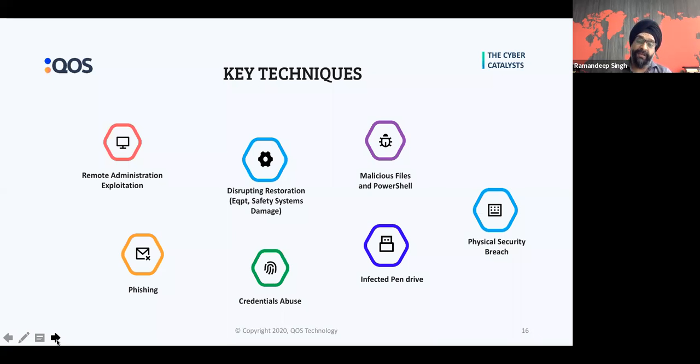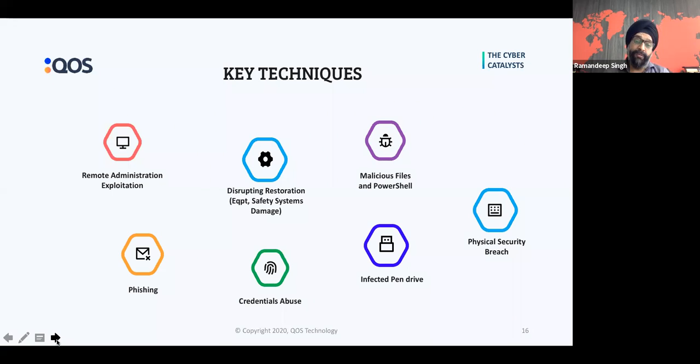Then they are very good at enumerating the Windows Active Directory. And let me tell you, Windows Active Directory is deployed, and it's a reality, inside the SCADA systems. They are very good at exploiting the remote administrative VPNs.